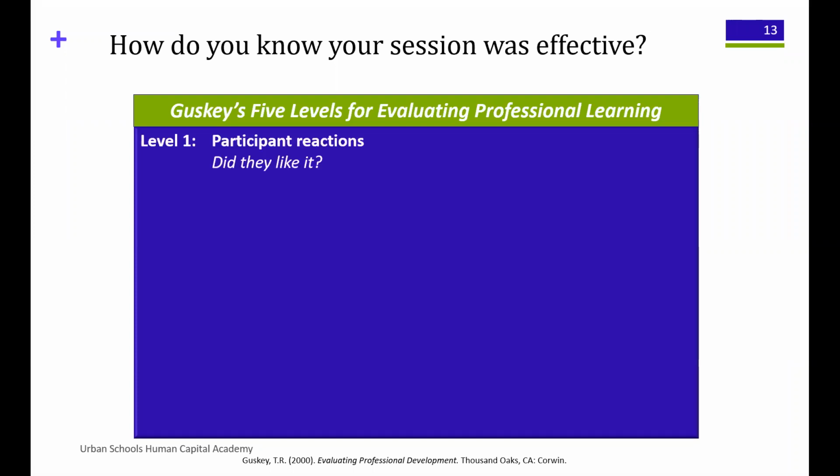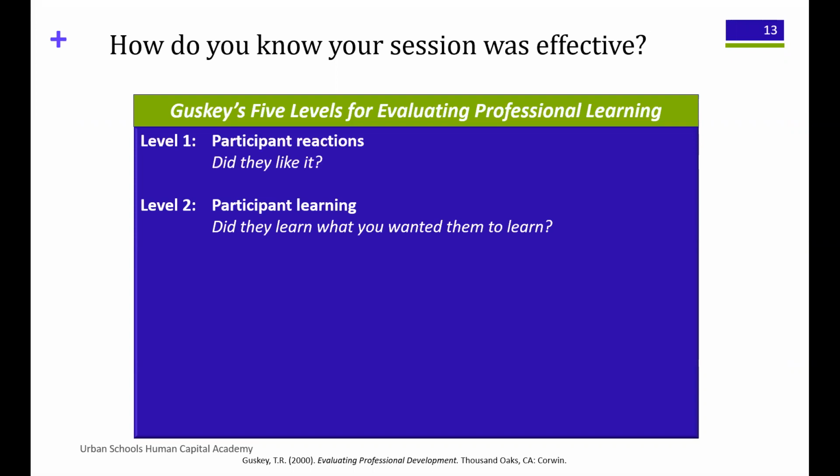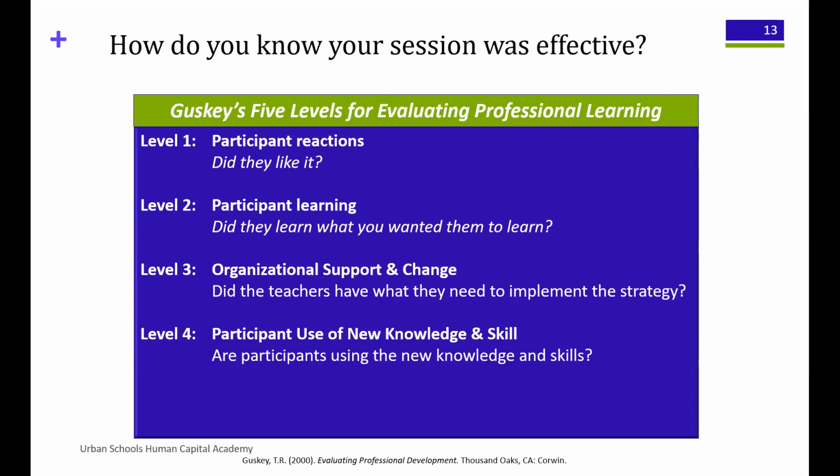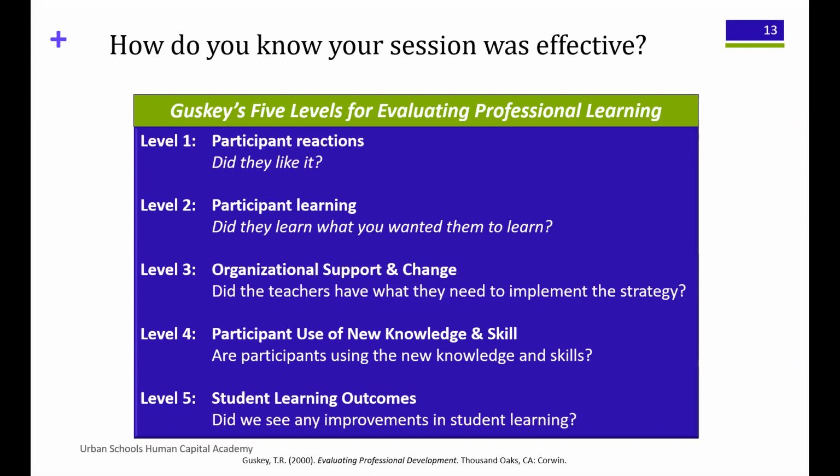His 5 levels include: first, did participants like it? Second, did they learn what you wanted them to learn? Third, did the teachers have what they need to implement the strategy? This is getting at more of a structural change. Fourth, are participants using the new skill and knowledge? And finally, did we see any improvements in student learning?